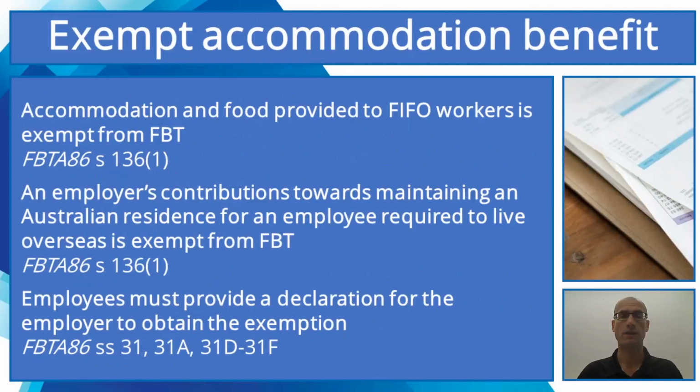One final thing to note about fringe benefit tax are some of the exemptions that an employer can have in regards to accommodation and food. By default, accommodation and food are going to be fringe benefits. You have to be paying FBT in regards to those. However, in relatively recent changes, the accommodation and food that's provided to fly in, fly out and drive out employees is going to be exempt from fringe benefit tax.